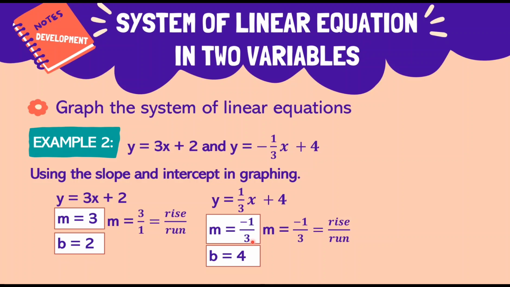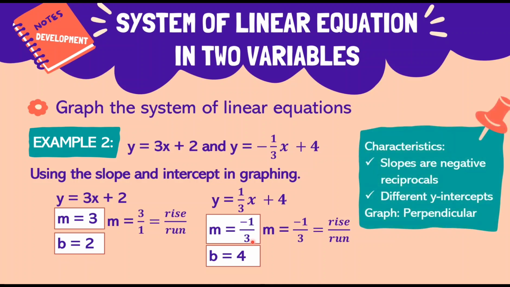So as you can see, siya ay negative reciprocals. Kasi pag pinag-multiply natin ng 3 at saka negative 1/3, ang atin pong answer ay negative 1. So therefore, slopes are negative reciprocals. And obviously, our y-intercepts are different. So what will be our graph now? So our graph now is perpendicular. So meaning to say, kahit talaga hindi pa natin siya naigagraph, we can identify the kind of graph.